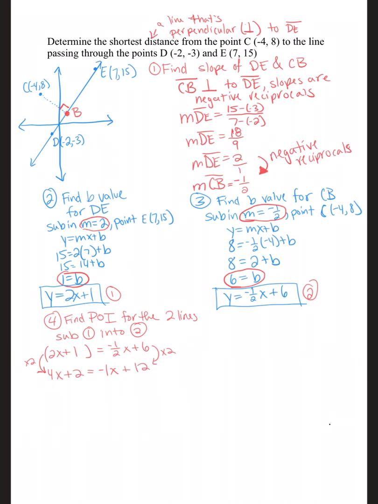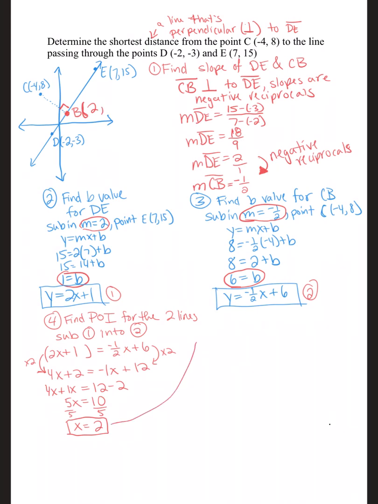Okay, I'm going to work to combine my like terms. So I'm going to add 1x to the left, and I'm going to subtract 2 to bring it over to the right. So we got 5x equals 10, and we'll divide both sides by 5, and we'll find that x is going to equal 2. So that's going to be part of my point of intersection. So if I came back up here to my graph, I know x is going to be 2. Now I have to figure out what my y value is going to be.